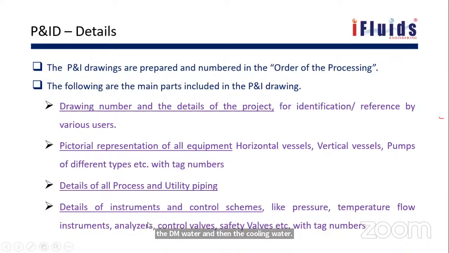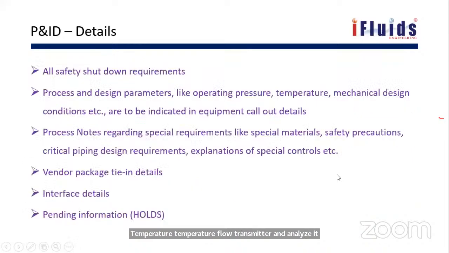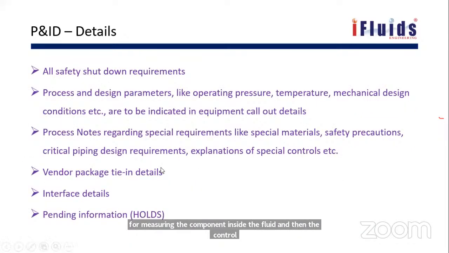And then the details of instruments and control schemes: instruments like pressure transmitters, temperature transmitters, flow transmitters, and analyzers for measuring the components inside the fluid, and then control valves and safety valves. All of these are captured with tag numbers. So all safety and shutdown requirements will be captured in the drawing.